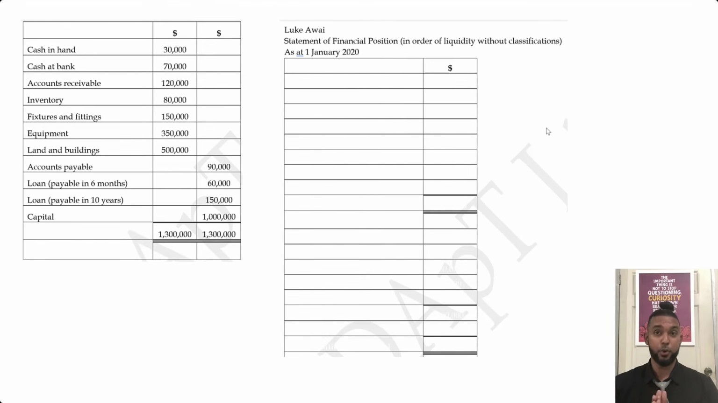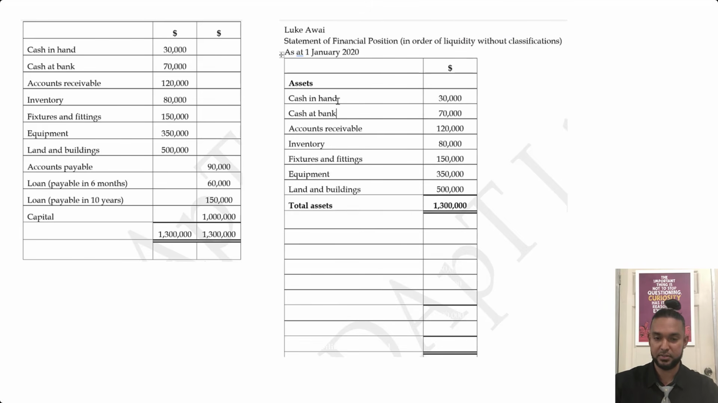We're still looking at order of liquidity. What you're going to notice now is that I have a single column here. We're also going to do away with the sectioning or classification of current or non-current. It's still going to be in order of liquidity, but we're just not going to have those section headers. We're going to have just a long list of assets, starting with our current assets: cash in hand, cash at bank, receivables, inventory. So the same order of liquidity.